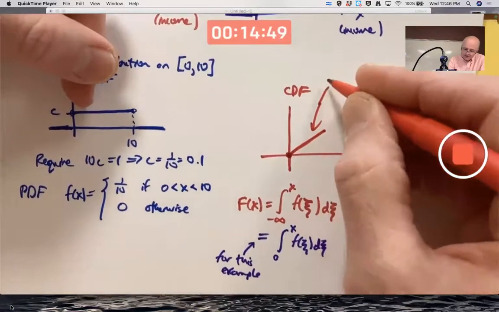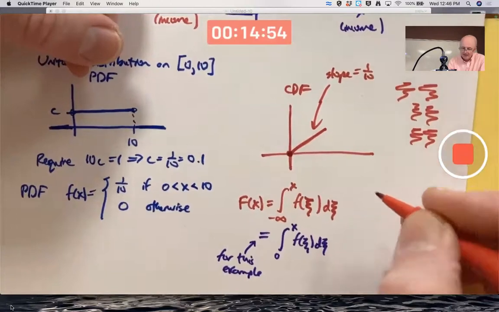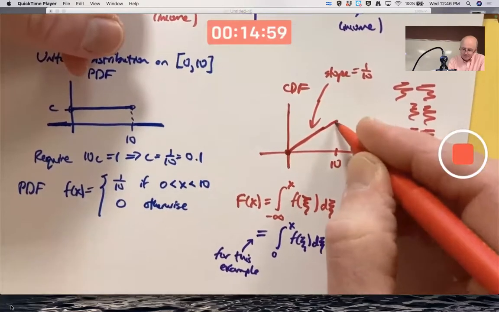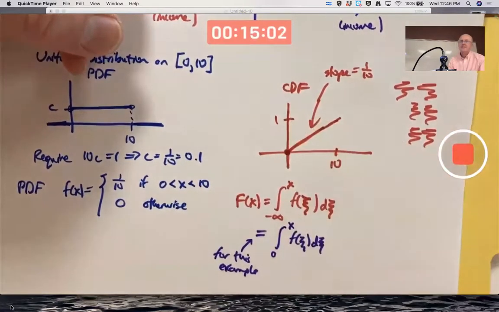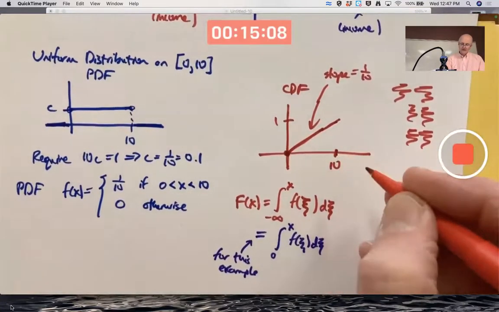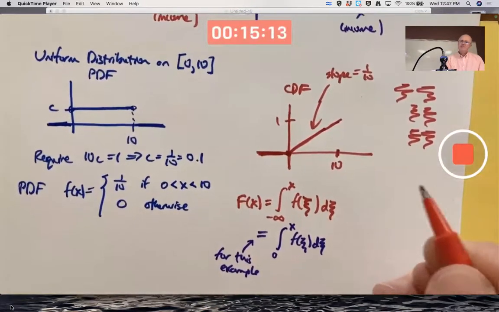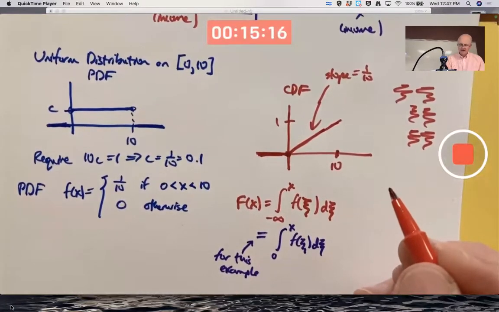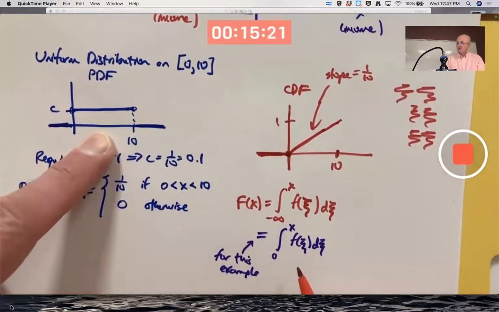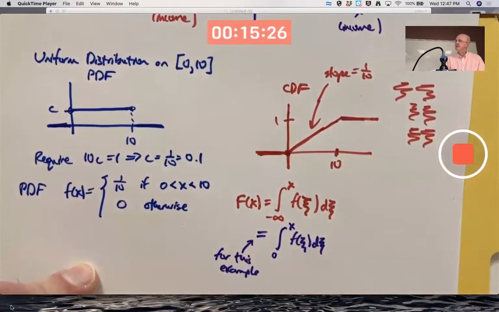Slope of this equals 1/10. And it's going to go up to a value of 1 when x gets up to 10. These axes are not the same scale, obviously. Yeah, when x is negative, it's got to have a value of 0. And when x is bigger than 10, it's the integral of the entire PDF over the entire domain where it's positive. It equals 1. So the graph is horizontal again at 1 once you get to 10.